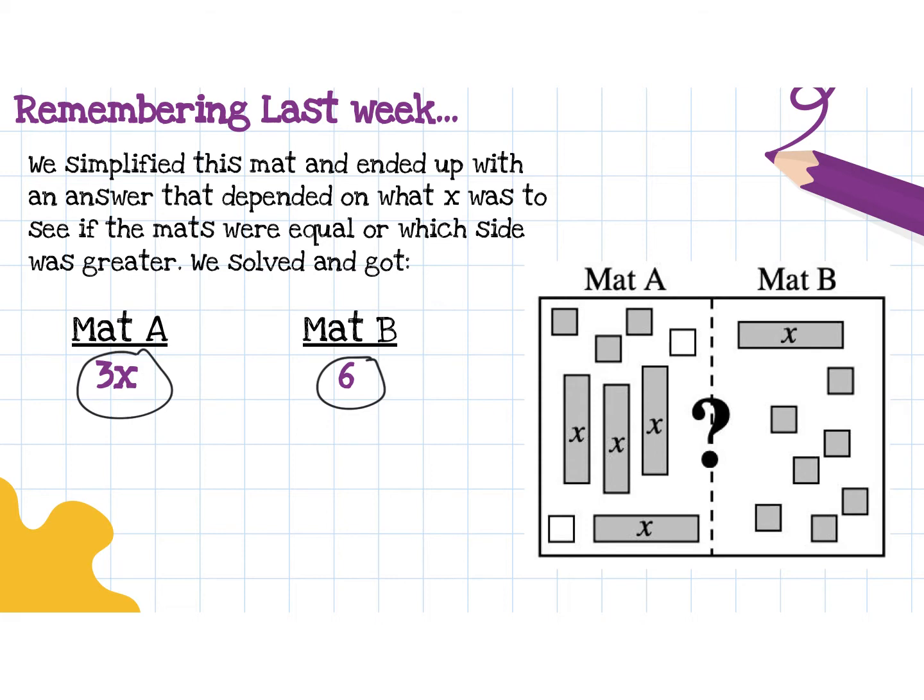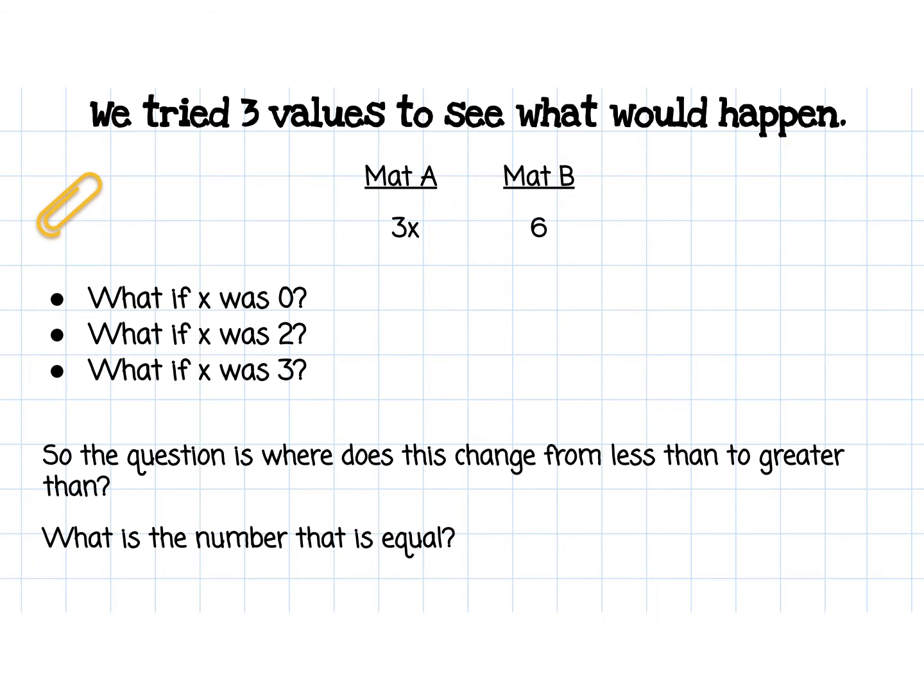So we moved on and we had a discussion about what if x is 0? And what if it's 2? And what if it's 3? So just to remind you, as we were working on this, I did the following. For the first one, we said what if x was 0? And we said 3 times the value of 0. And then how does that compare to 6? Well, 3 times 0 is 0, and that's going to be less than 6. So if x is 0, then that means mat A was less than mat B.